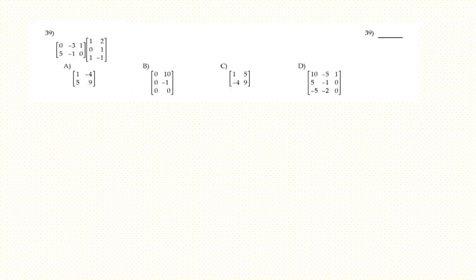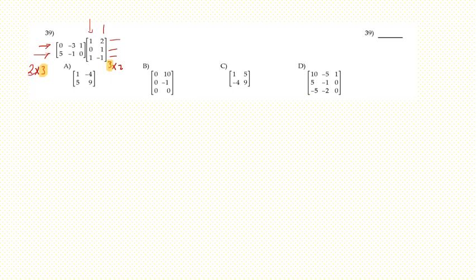Question number 39, and I'm going to multiply two matrices. Before I start multiplying, I should write the order of the first matrix, and the order of the first matrix is 2 rows by 3 columns, and the order of the second matrix is 3 rows by 2 columns. Since the number of columns of the first is equal to the number of rows of the second, I can multiply them. If it's not, you cannot.